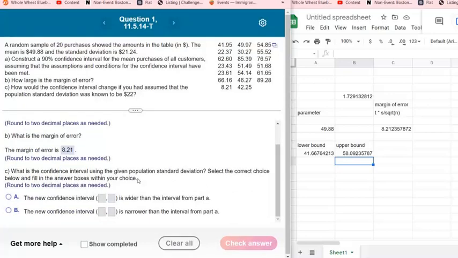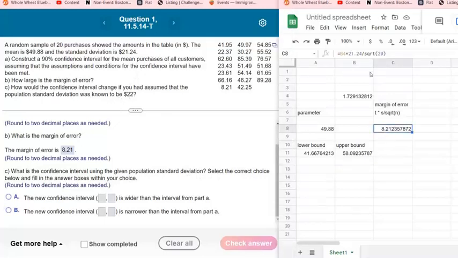What is the confidence interval using the given population standard deviation? So in part C, they say the population standard deviation is 22. So back up in this calculation, I'm going to click it, and then in Google Sheets or Excel, whichever one you're using, just erase the sample standard deviation and put the population standard deviation in. Oh, sorry, no, there's going to be something extra.